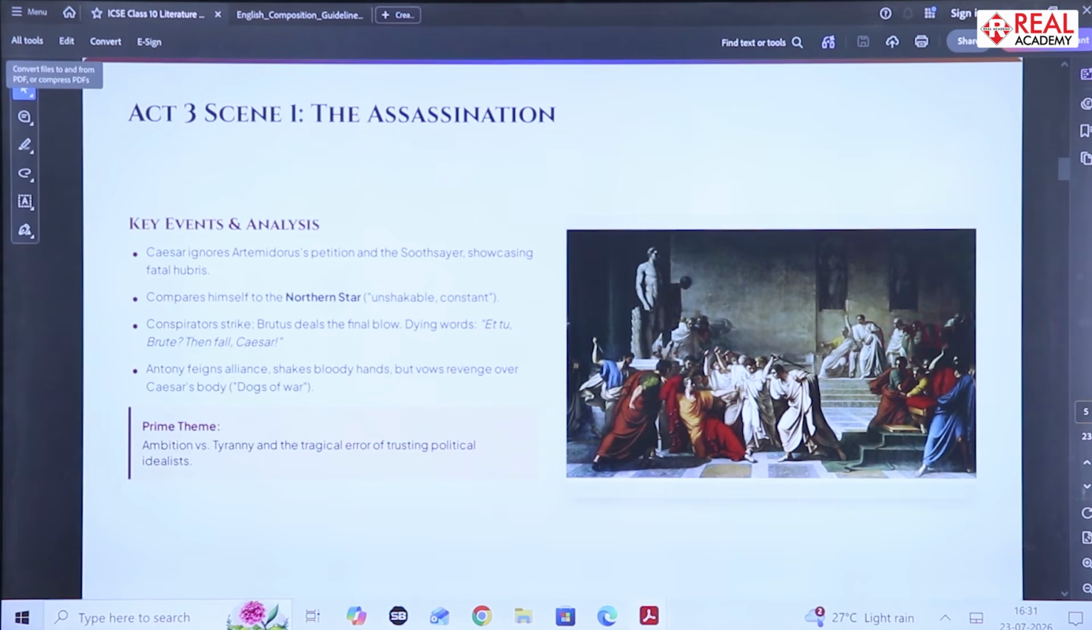Number 3, the conspirators strike. Brutus deals the final blow. Caesar's dying words: "Et tu, Brute?" and then fall, Caesar. These words express Caesar's deep sense of betrayal. Realizing that even Brutus has turned against him, Caesar gives up all resistance and dies at the foot of Pompey's statue, an ironic symbol of the rivalry between Pompey and Caesar.